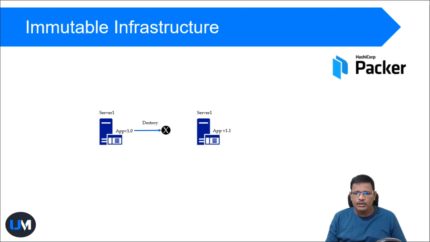So in this immutable infrastructure, normally what we do is, if we go for any upgrade, we deploy a new server, then we test every functionality of that upgraded version of the application. Then if it works perfectly fine, we destroy the existing server, the old version. Then again we provision a new server.